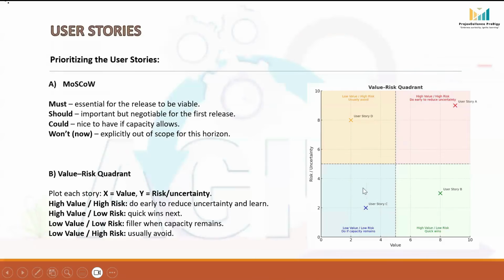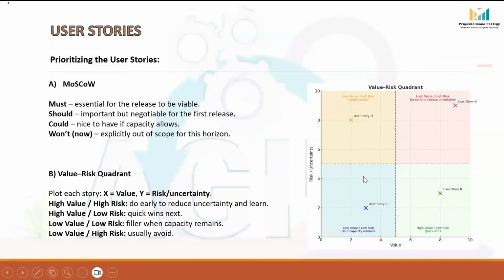Next, we will attend these user stories with low value and low risk. These user stories don't add much value, but they are easy to do. It is good to include them only if the team has spare capacity. The user stories in this quadrant have low value and high risk. These are dangerous. They add little value but carry very high risk. So usually it is not worth investing in them.